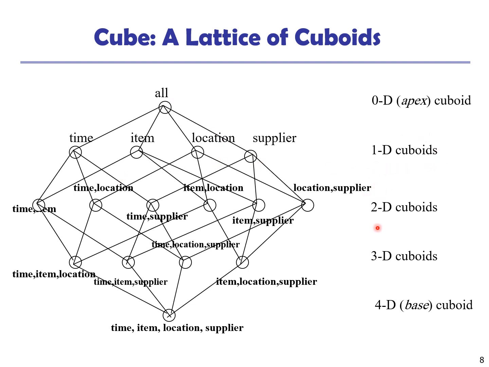And then when we move to 2D cuboids, we will have combinations of showing supplier and location, supplier and item, supplier and time, and then location and item, location and time, and then item and time. And now we move to 3D cuboids representing supplier, location, and item; supplier, location, and time; location, item, and time. So this will only be the 3Ds, and the 4D, which is the base cuboid, will contain all of them.